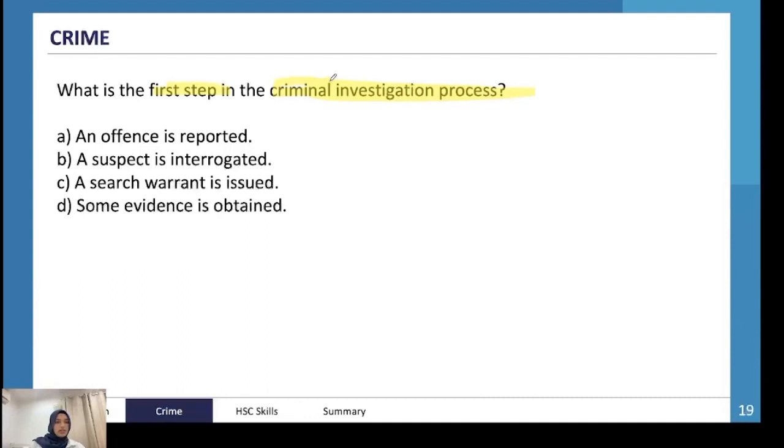So the answer for this one's going to be A, an offence is reported. I think this is fairly simple. You need to first report, somebody needs to report the offence before you can move on and go through any of the other steps.